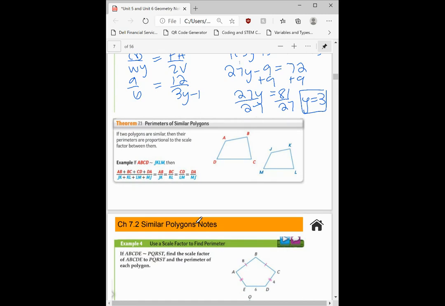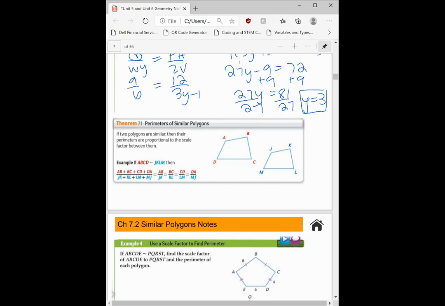Let's look at this theorem. It says the perimeter of similar polygons. If two polygons are similar, then their perimeters are proportional to the scale factor between them. So what this means is that if we add all the sides of one polygon and divide it by all the sides of the second polygon, then what we should get is the proportion of each side.